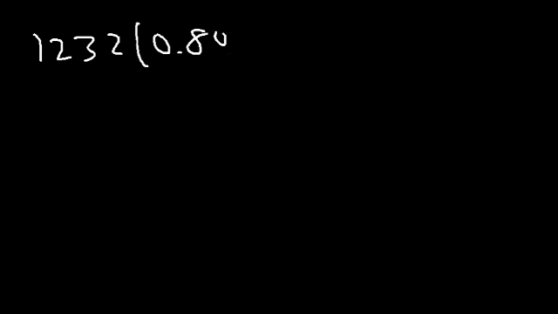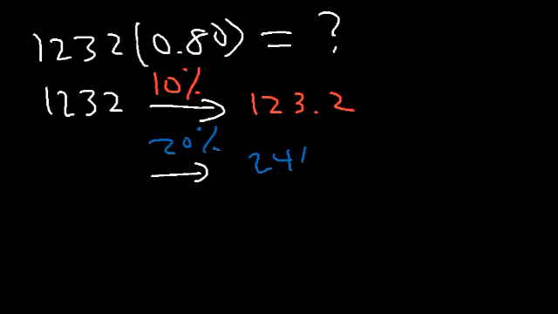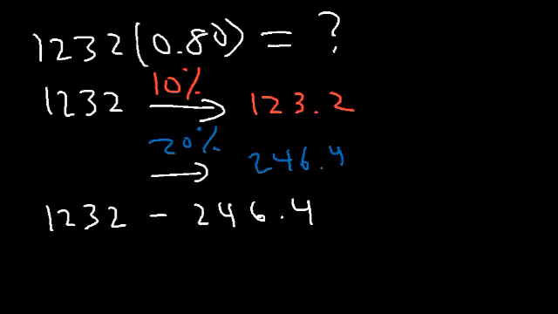How can we figure this out? So how can we figure out 80% of 1232? Let's see. What's 10% of 1232? 10% is 123.2. So if that's the case, how much is 20%? 20% has to be twice the value, so that's 246.4. If we take away 20% of 1232, we're going to have 80% left over. So 1232 minus 246.4, that's going to give us 80% of 1232.